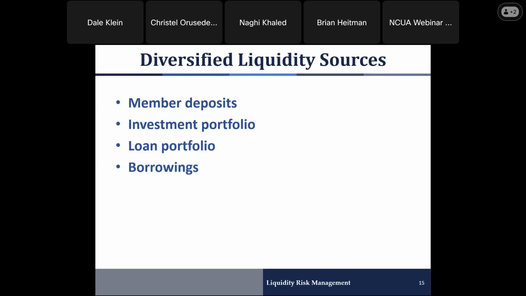Diversified liquidity sources are crucial for credit unions to ensure they can meet their funding needs under various circumstances. By accessing multiple funding options, credit unions can reduce reliance on any single source and enhance their ability to manage liquidity risk effectively. Several key diversified liquidity sources for credit unions include, first, member shares.